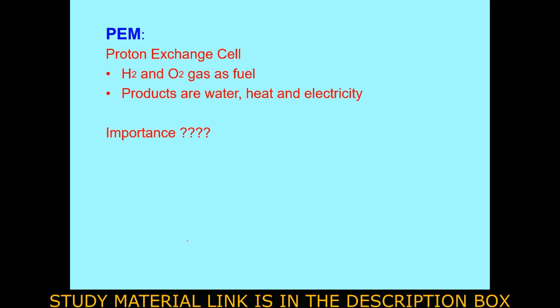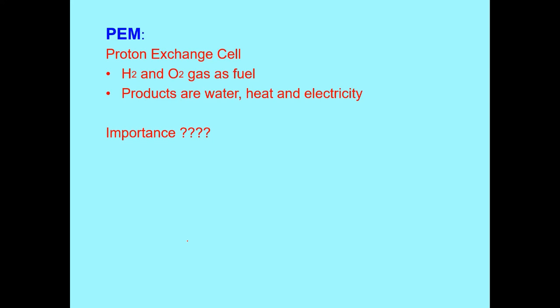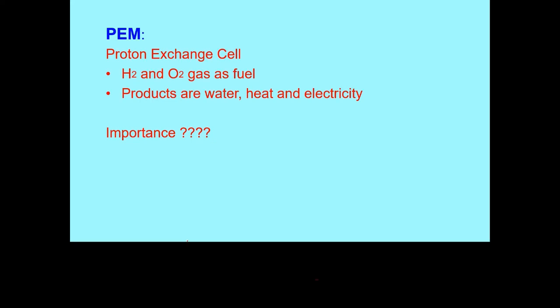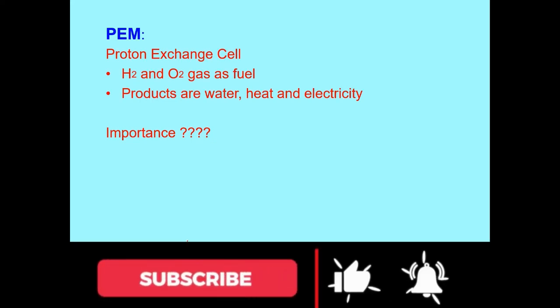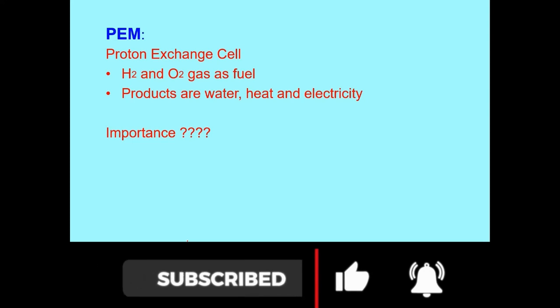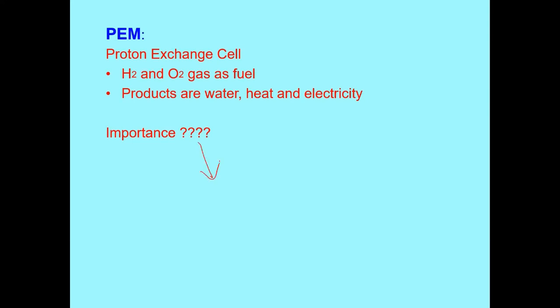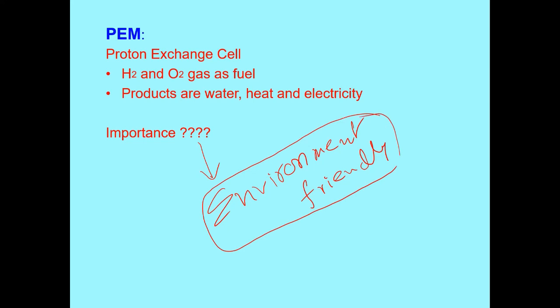Now this is a big improvement over internal combustion engines, coal burning power plants and nuclear power plants. Why? Because all of which will produce harmful byproducts. But here in these PEM or proton exchange cells, not a single harmful byproduct will be produced. Therefore this is environment friendly.